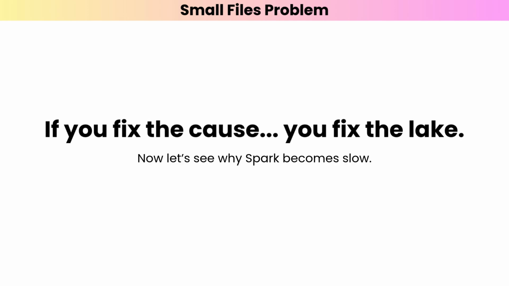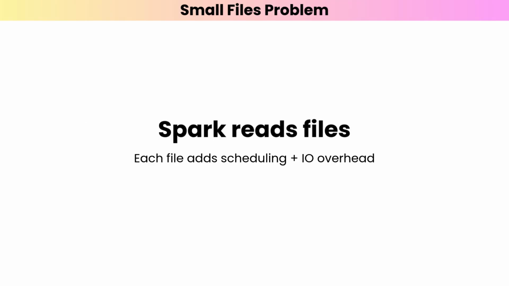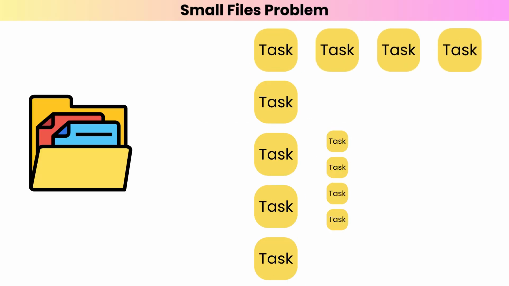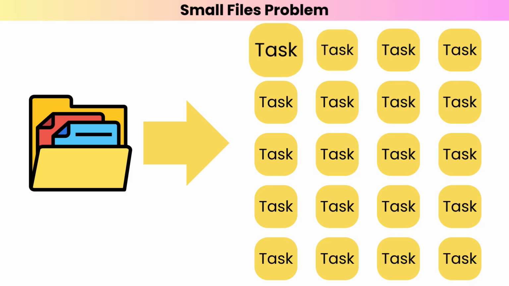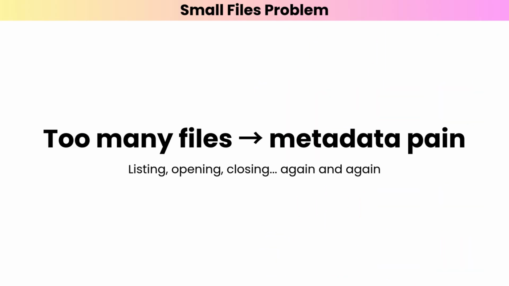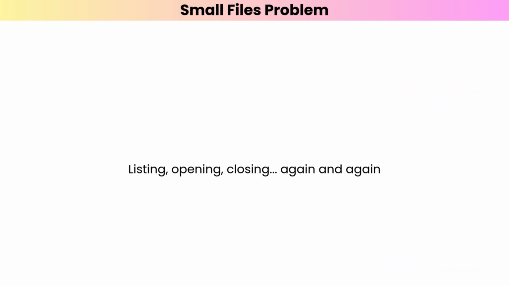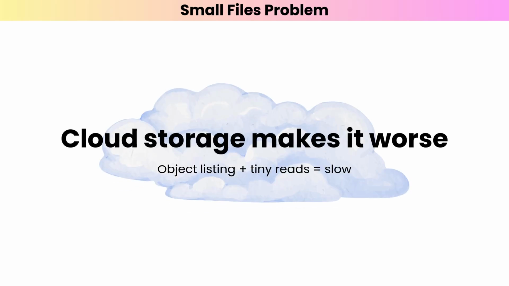Why do small files kill Spark performance? The real reason is Spark doesn't read a folder, Spark reads files. For many formats, Spark creates tasks based on file splits. So more files, more tasks. More tasks, more scheduling overhead, more metadata work, more open or close operations. And if you are on S3 or ADLS or GCS, listing and opening tons of objects is slow. So the bottleneck becomes not compute but file management overhead.